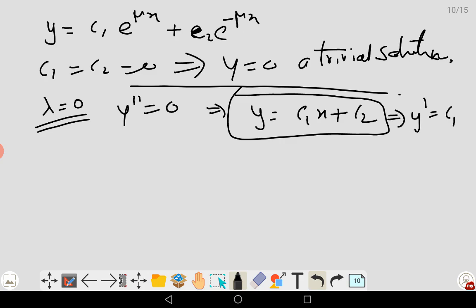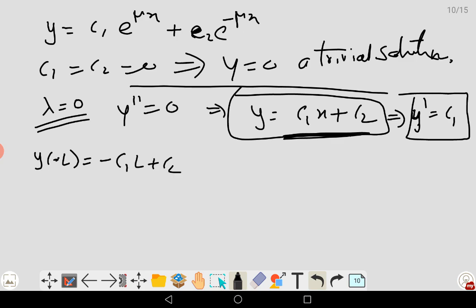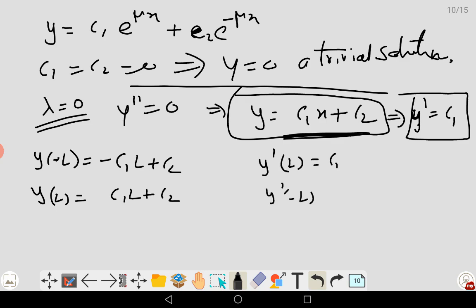And what is y prime? Y prime is C1. We have all these terms. Now initial conditions, y of minus L. From this one, x is negative L, so y of minus L is minus C1 L plus C2. Y of L is C1 L plus C2. And y prime of L is C1. Y prime of negative L is also C1 from this one. Since y is a constant function, whatever the value of x, you will get a constant as output.